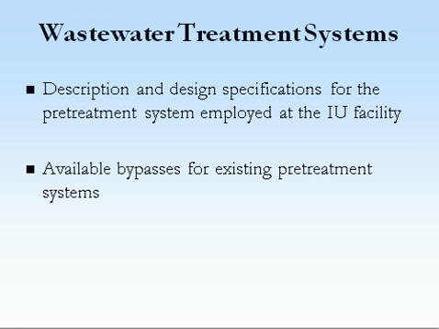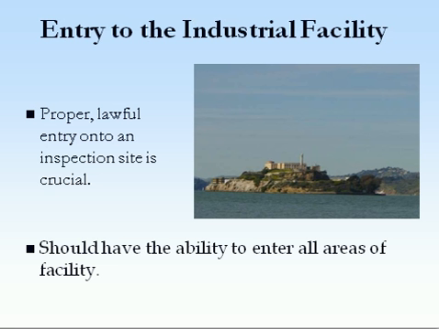Then you also want to look at the wastewater treatment plant or pretreatment equipment that they have on site. And that includes how they might bypass that equipment. So if you see something different or unusual while you're doing the inspection, you're better prepared to ask questions or to follow up.